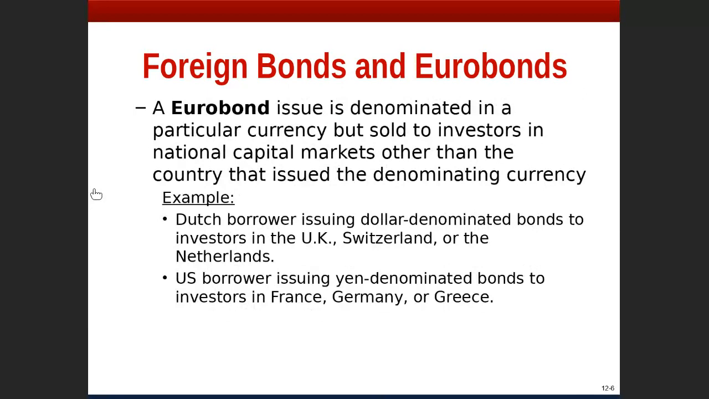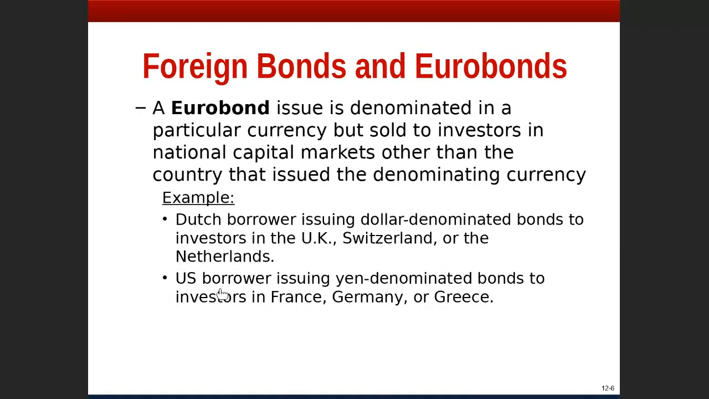A Eurobond, on the other hand, is an issue denominated in a particular currency but sold to investors in national capital markets other than the country that issued the denominating currency. For example, a Dutch borrower issuing dollar-denominated bonds to investors, say, in the UK or in Switzerland or in the Netherlands. Okay, such a bond is going to be called a euro bond.